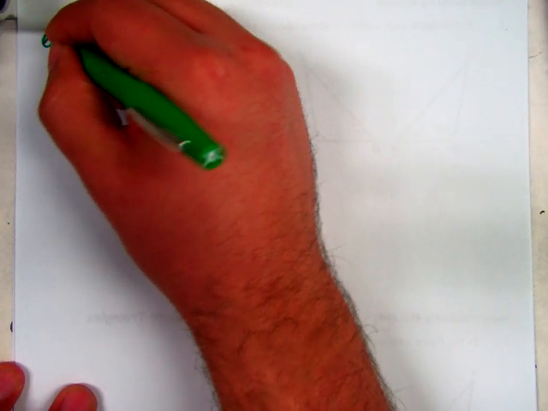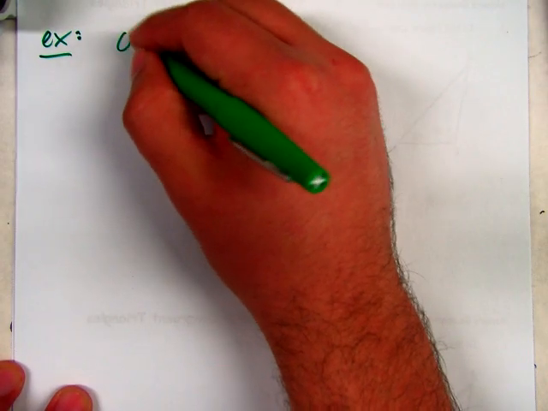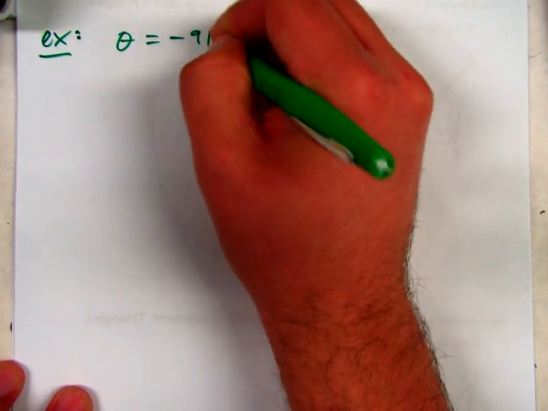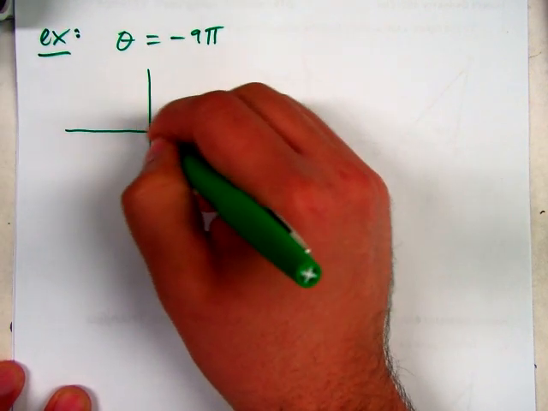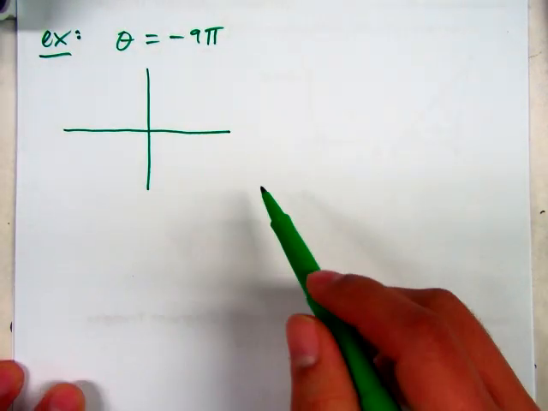One more example, before we do a harder one. Okay. Let's say theta equals negative 9 pi. Oh, wait. I have questions. Oh, wait, no, just kidding. Okay.